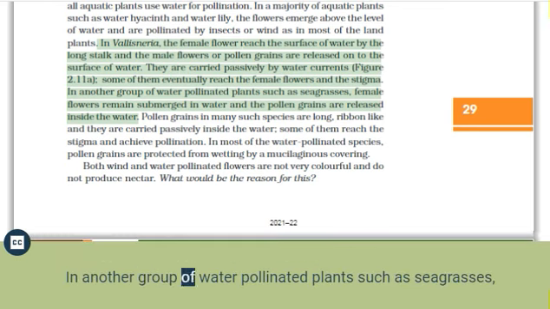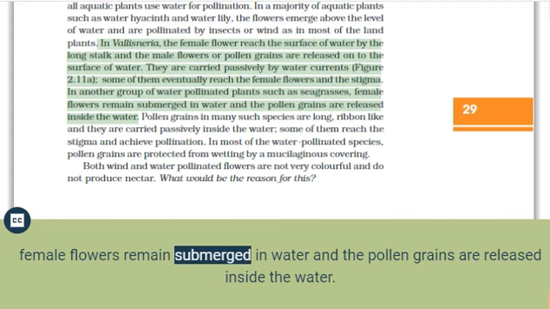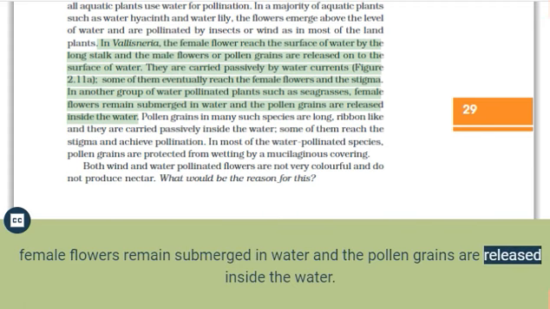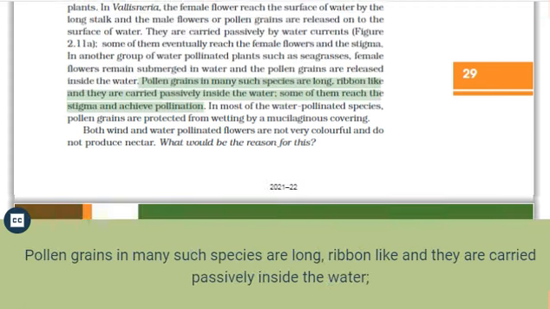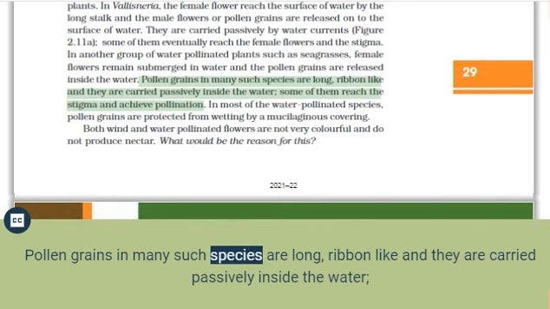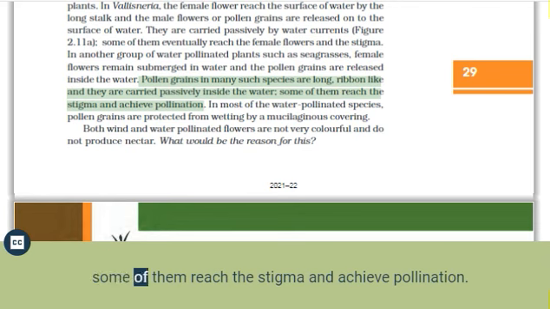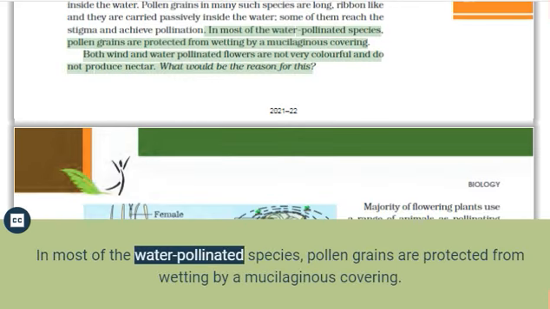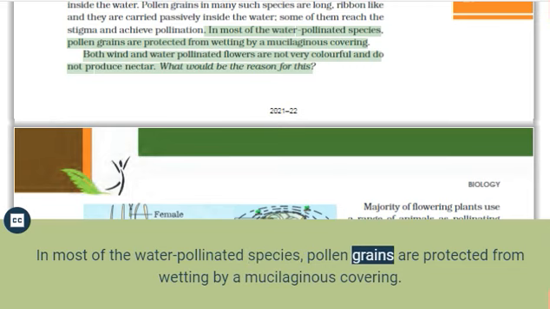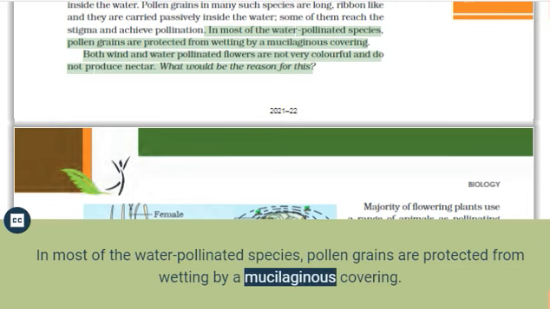In another group of water-pollinated plants such as seagrasses, female flowers remain submerged in water and the pollen grains are released inside the water. Pollen grains in many such species are long, ribbon-like, and they are carried passively inside the water. Some of them reach the stigma and achieve pollination. In most of the water-pollinated species, pollen grains are protected from wetting by a mucilaginous covering.